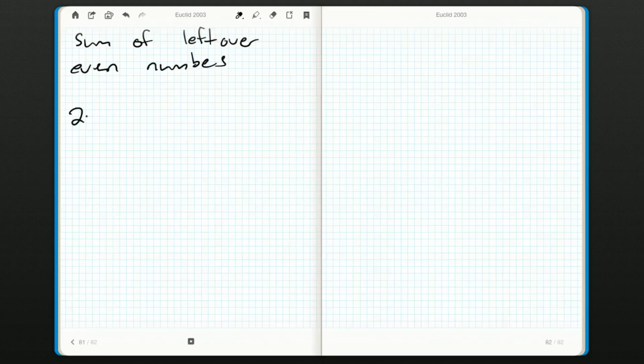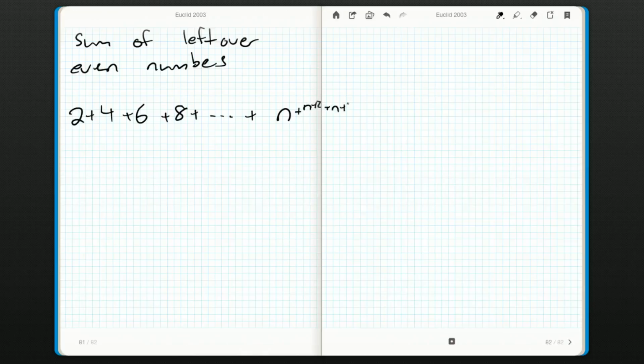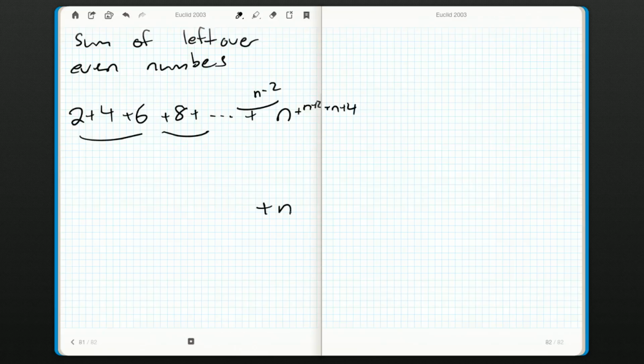So the even numbers are 2 plus 4 plus 6, but we're not going to be counting the multiples of 3, plus 8 plus all the way up to n, which is an even number. And then n plus 2 isn't a multiple of 3, and then n plus 4 is, as we've already seen. So that means n minus 2 is a multiple of 3. That's fine. So these ones, then all the way up to this, then plus an n at the end.